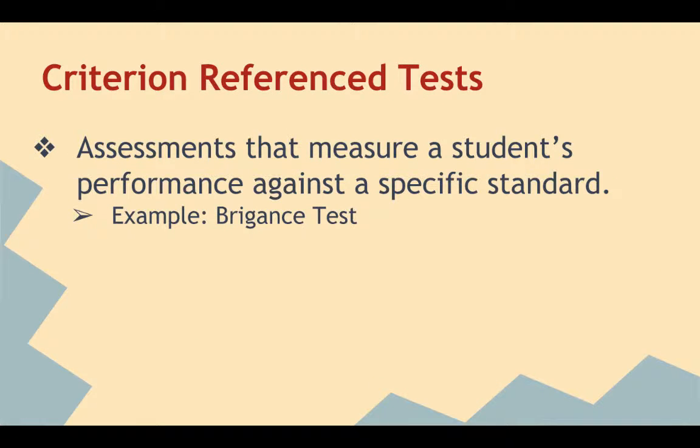So we're going to start with criterion reference tests, and what those are are assessments that measure a student's performance against a specific standard. Basically, any test written by a teacher could count for a criterion reference test, but for our purposes, it would be the Brigance test. The example is there on your screen. And basically what this provides is a written set of specifications for where a student should be in the learning process.